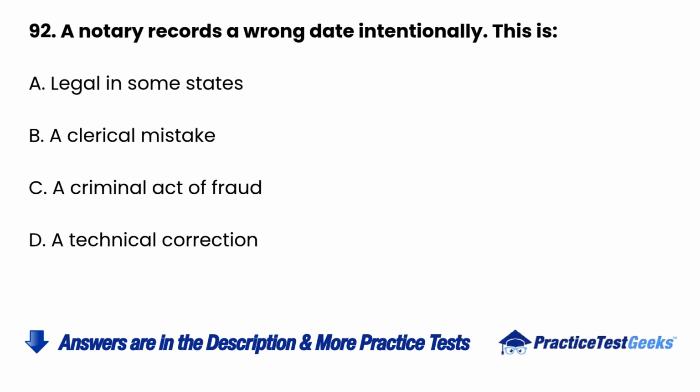92. A notary records a wrong date intentionally. This is A. Legal in some states. B. A clerical mistake. C. A criminal act of fraud. D. A technical correction.